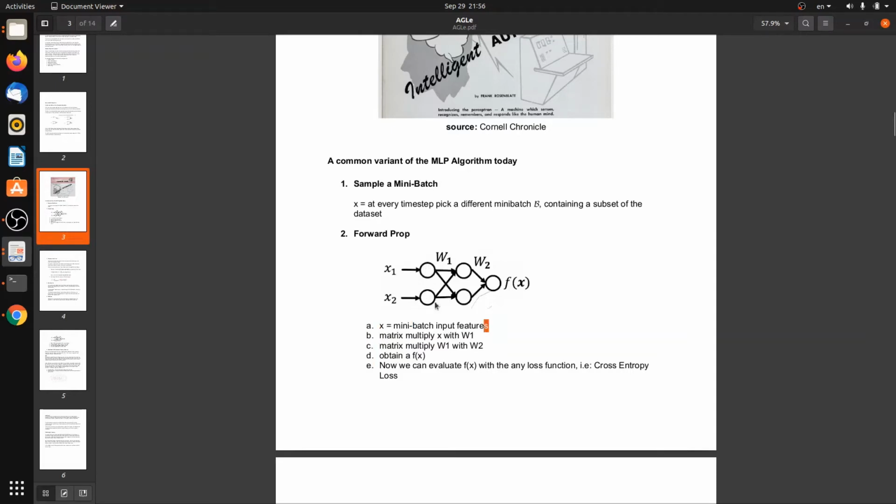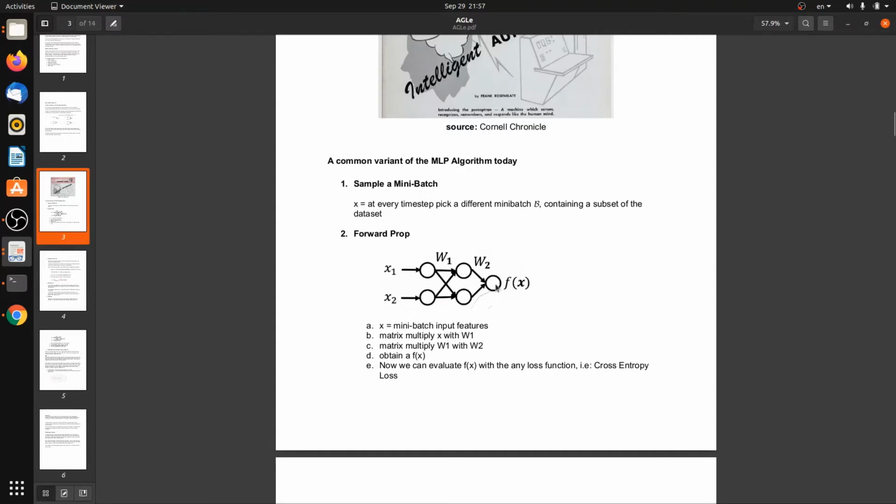Now this is actually called a hidden layer. Then we're going to matrix multiply by the second hidden layer, and then we're going to obtain a function at the end. The last layer usually represents the categories in which we're going to classify.